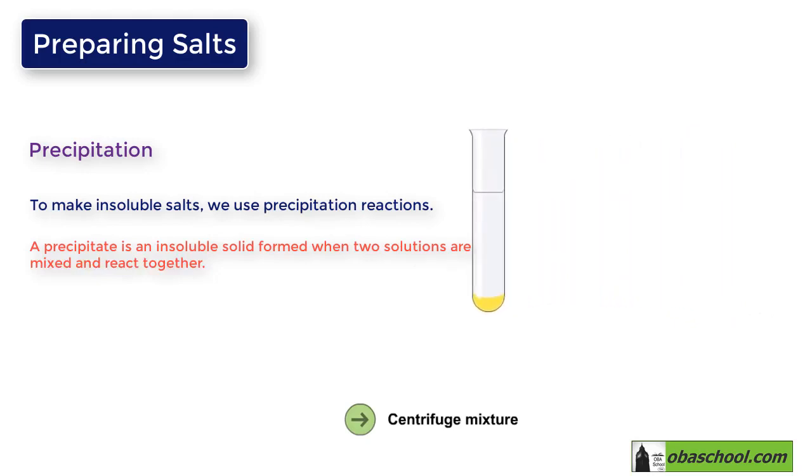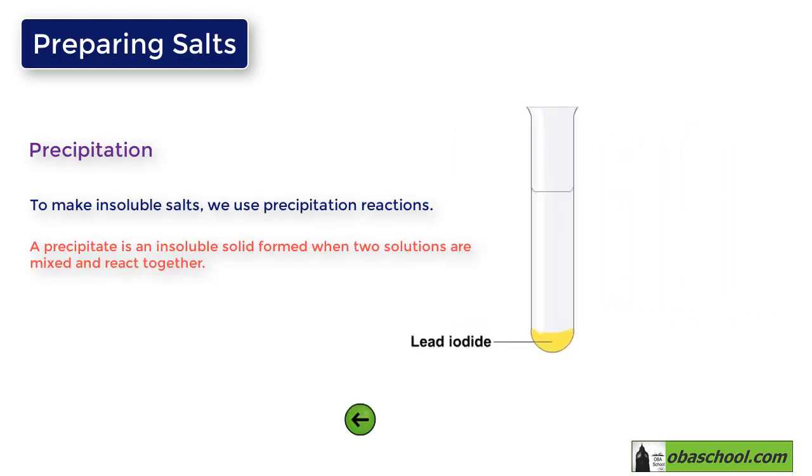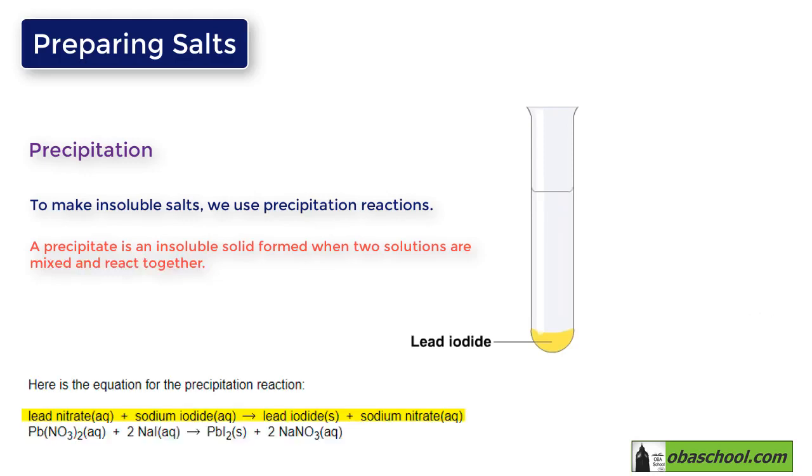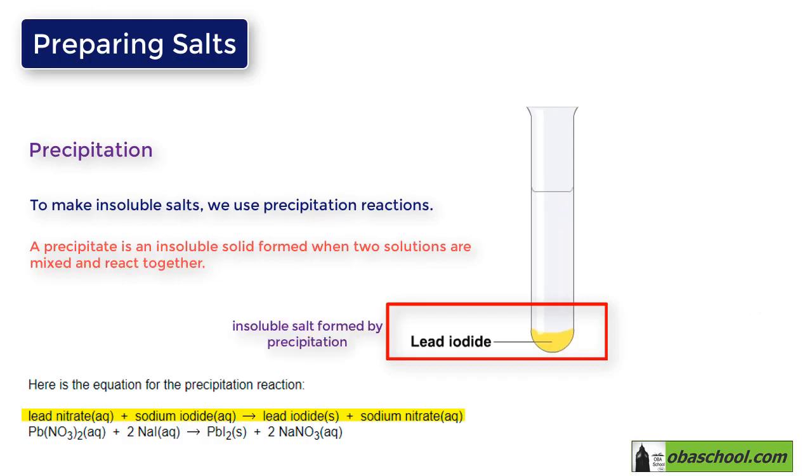What could that precipitate be? Lead iodide. So we added sodium iodide to lead nitrate and the precipitate formed after centrifugation is lead iodide, which is obviously an insoluble salt. The solution left above is sodium nitrate solution.